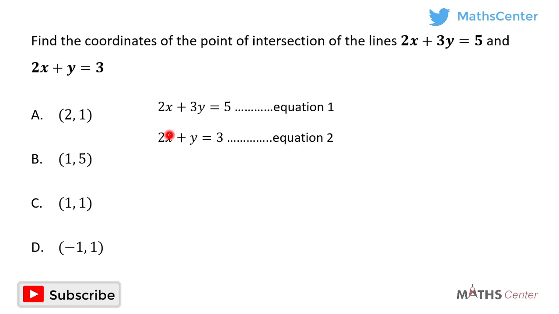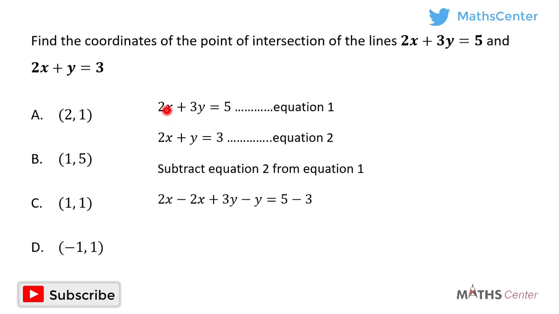I'm going to eliminate x, and so I'll subtract equation 2 from equation 1. So I will take equation 1 and then I'll subtract equation 2 from it. We will have 2x minus 2x plus 3y minus y is equal to 5 minus 3. 2x minus 2x will give us 0. 3y minus y will give us 2y. 5 minus 3 will give us 2.